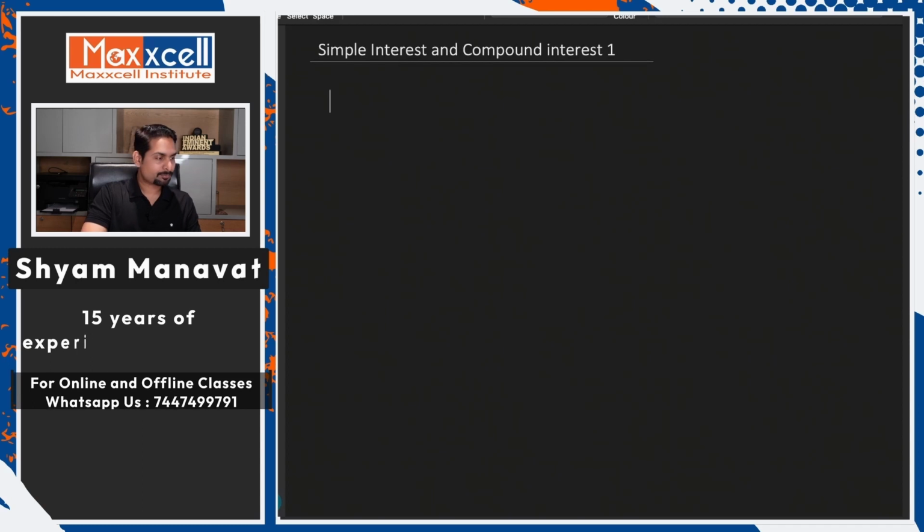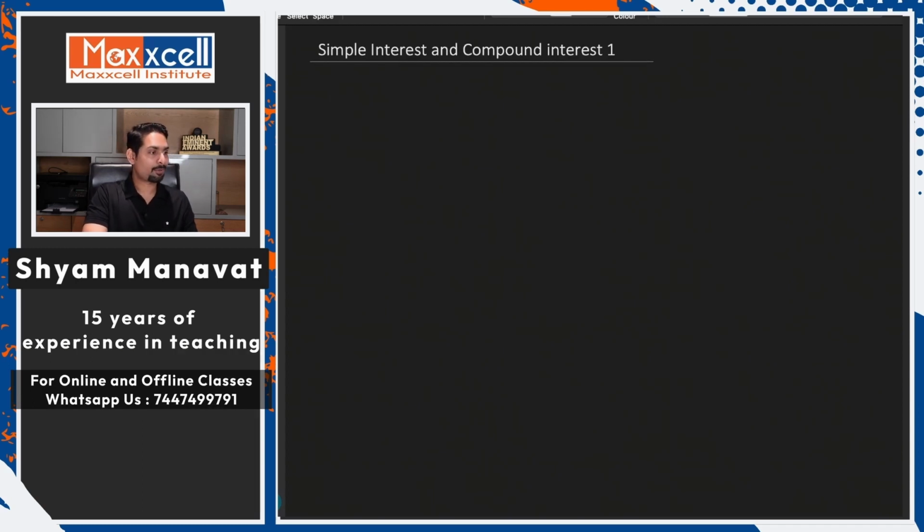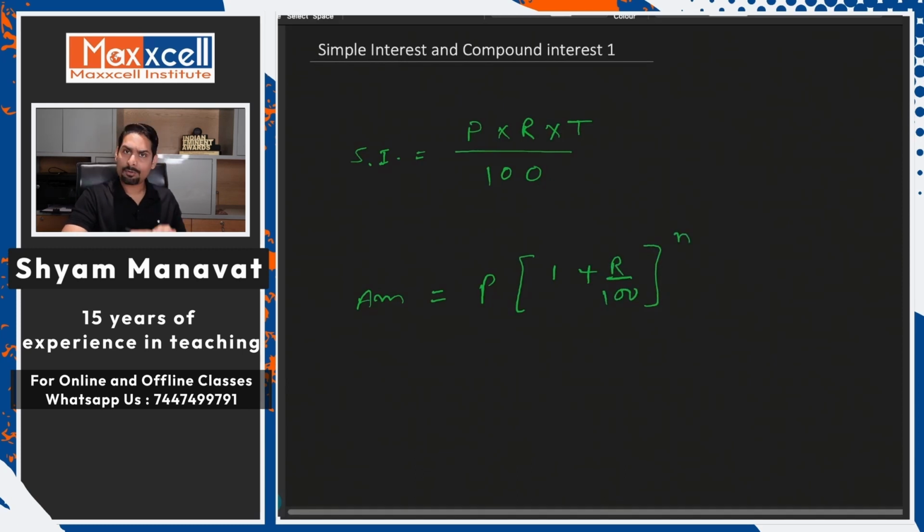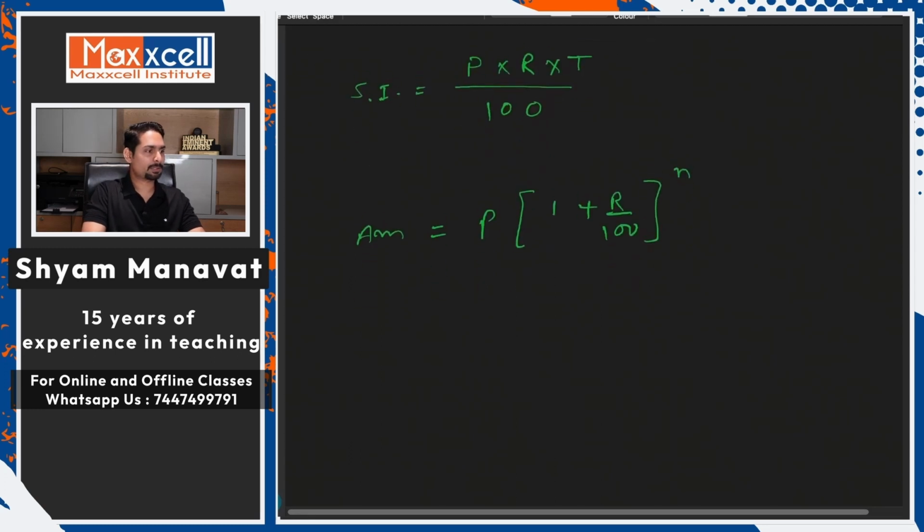I'm sure you must have heard the formula of simple interest as principal into rate of interest into time by 100. And for compound interest, we calculate the amount first, which is principal into 1 plus r by 100 to the power n. Let's understand these formulas and the symbols p, r, t, n. What are they exactly and how are they different? So let's learn about the terms first.